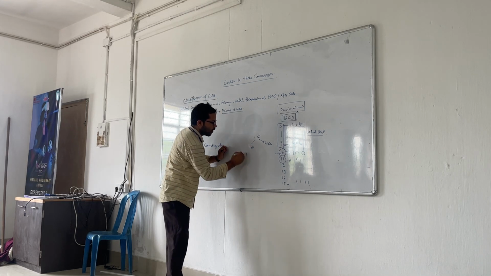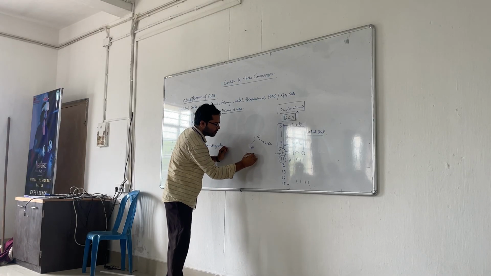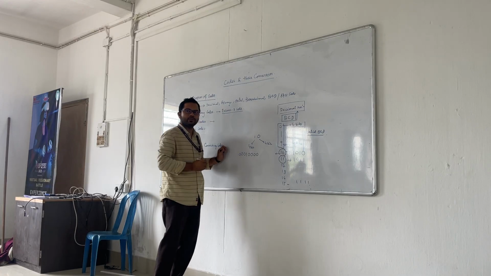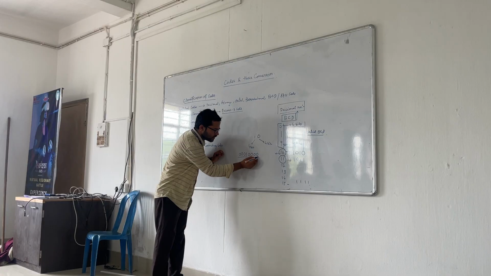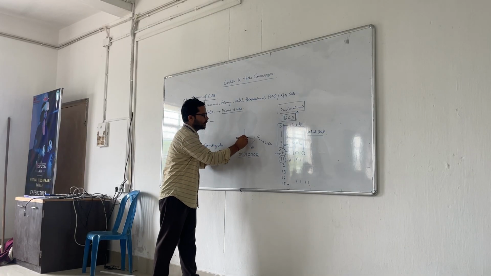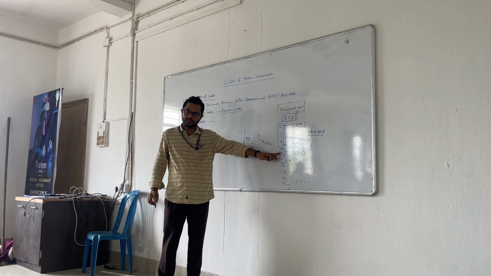Means 1, 1, 0, 0, 0, 0. I am not writing these 3 zeros because they are valueless, right? But your representation should be in this form. That means it is a BCD number, or BCD representation of decimal number 10.